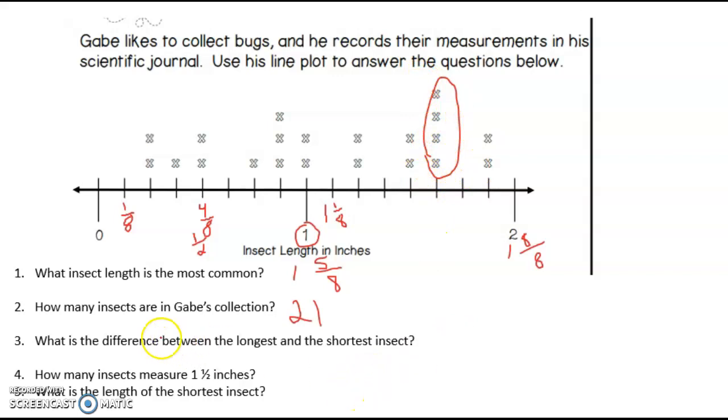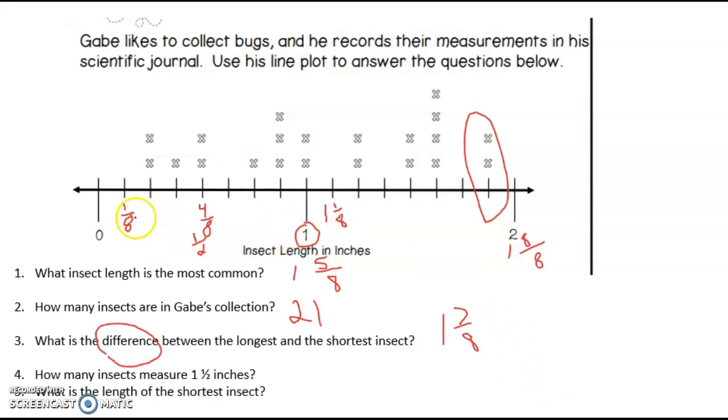All right, what is the difference? Keyword. It means to subtract between the longest and the shortest insect. So where's our longest insect? Our longest insect is the farthest to the right. Our longest insect is here. So if we know that this is 1 8/8, then this must be 1 7/8. I'm just counting backwards. Or you could count forwards from 1/8 if you wanted to. So this is 1 7/8. All right, what's my shortest insect?